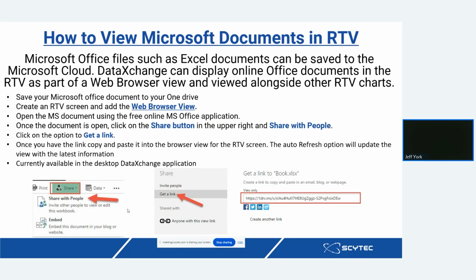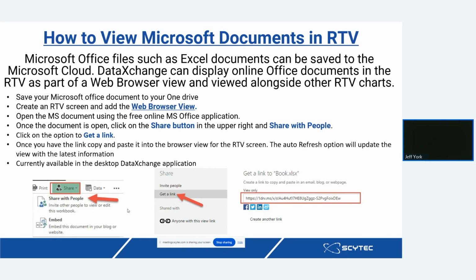So if you remember, I showed you in that big list that you could scroll all the way to the bottom and select the shop floor layout view. There is another one called the web browser view that you do the same way. You can then open your Microsoft document using a free online Microsoft Office application. Once the document is open, you will click on the share button in the upper right, and then you will click on share with people, where you will get a link. You can see these images below here down at the bottom. Once you have that link, you can copy and paste that into the RTV screen.